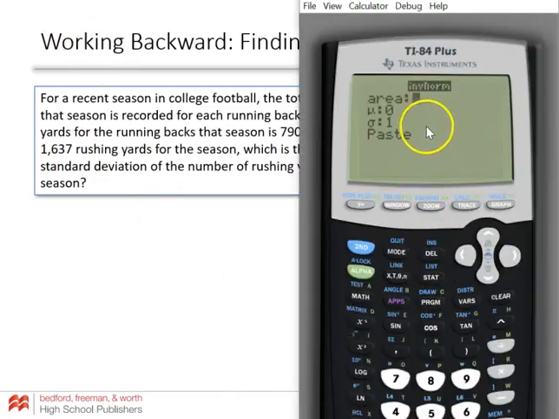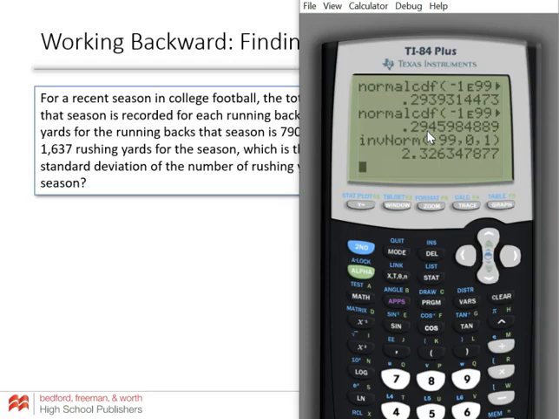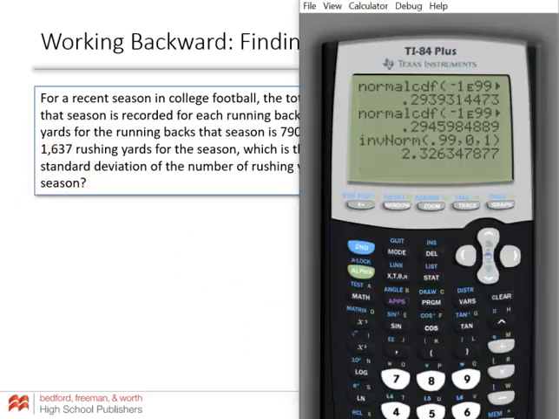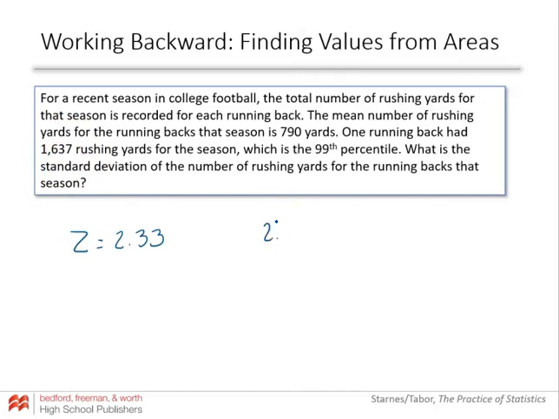Okay, and so I would do my inverse norm, right? And if it's the 99th percentile, then the area would be 0.99, right? However, I can't put a mean and standard deviation in here because I only know one of those pieces of information. So I'm going to leave it standardized, and figure out what that is. And what we get is 2.33. So that means that the z-score that goes with 1,637 rushing yards is 2.33. I can use my z-score formula. I would know that 2.33 is equal to my running back's rushing yards minus the average rushing yards divided by the standard deviation, and then I could solve this for the standard deviation. And I should get a standard deviation of around 363.52.